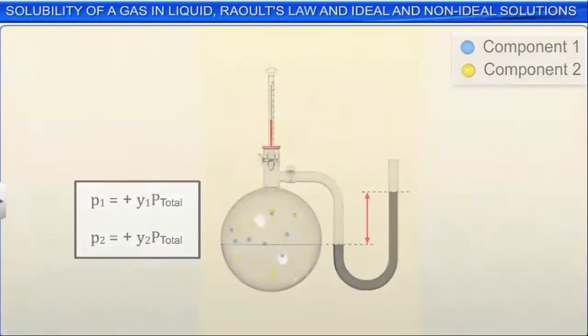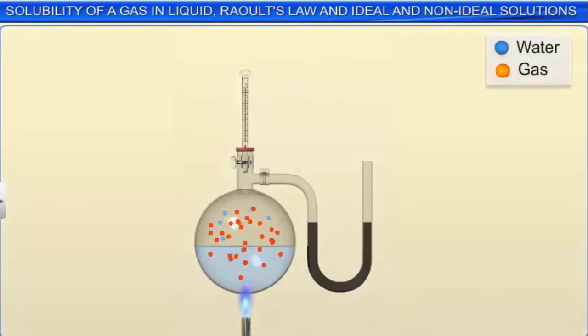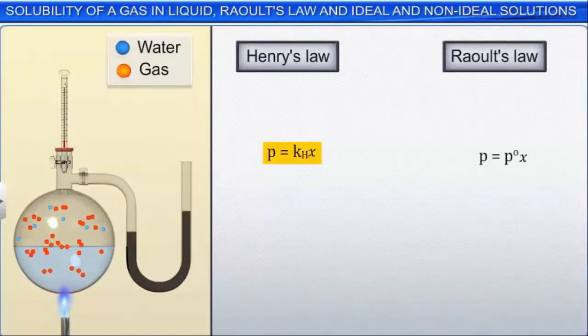It is important to note that the above holds true only if the two components in the binary solution are volatile and are completely miscible with each other. Now, if one of the components in the binary solution is highly volatile, such that it exists as a gas, then, as you know, its solubility is given by Henry's law: P is equal to kH x.